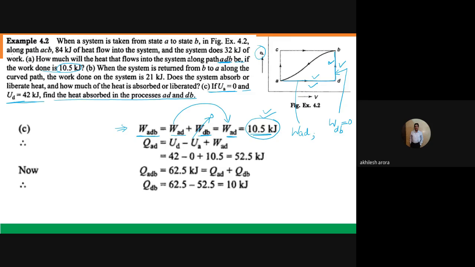So I can apply the first law of thermodynamics for a process, that is QAD is equal to UD minus UA plus WAD. So QAD will be equal to UD minus UA. Now they are saying the value of UA is 0 whereas UD is 42. So we can put these two values plus 10.5. So this gives us the value of the heat transfer 52.5 kilojoules.